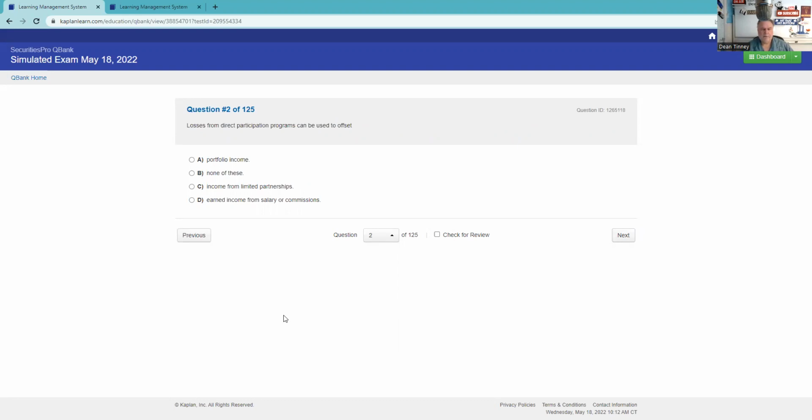Losses from direct participation programs can be used to offset. So, you have 3 baskets of income. I recommend, no surprise, my lecture on taxation. You have paycheck income, you working for money, your earned income. You have portfolio income, your money working for you, unearned income. And then you have partnerships, direct participation programs, and that's all passive. And so losses from partnerships, passive losses, can only be used to offset passive income. Now, what happens in that partnership area is going to stay in that partnership area, right?